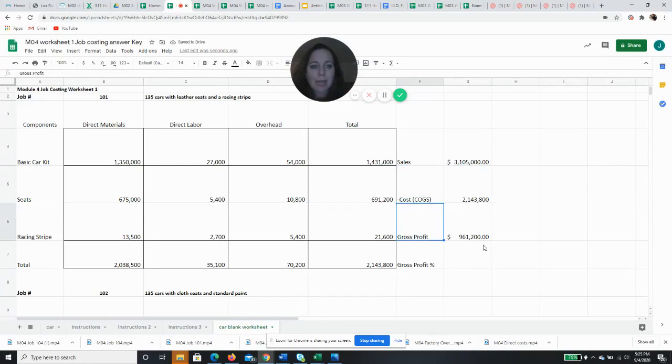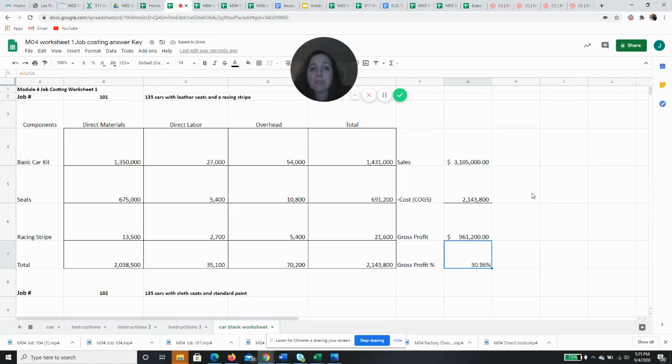So our gross profit is $961,200, and then to figure out our gross margin or our gross profit percentage, I just take the gross profit and I divide it by sales. So on job one, our margin is, let's give that a little percentage, 30.96%.